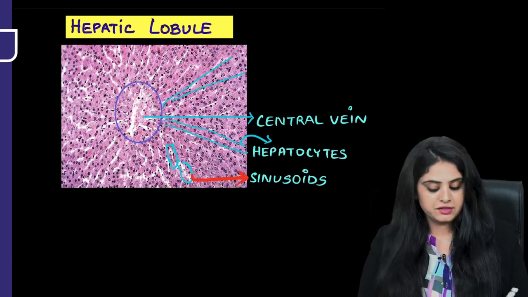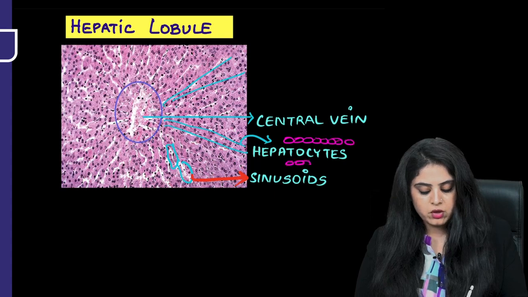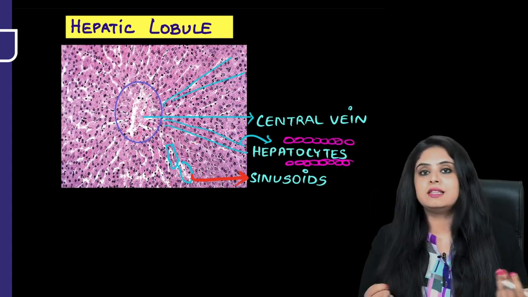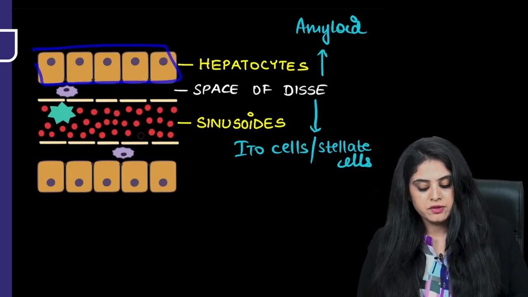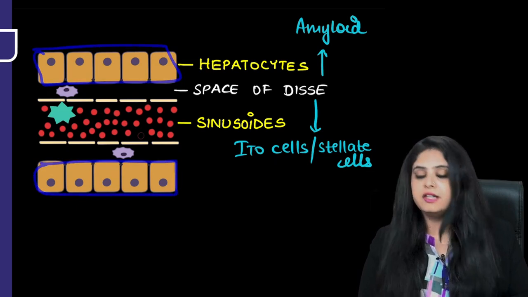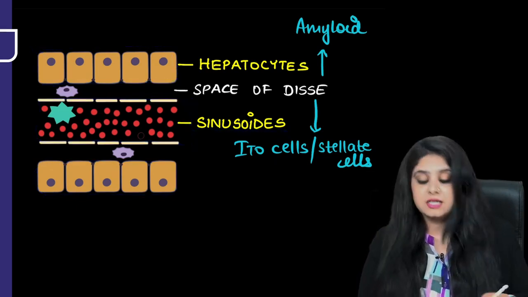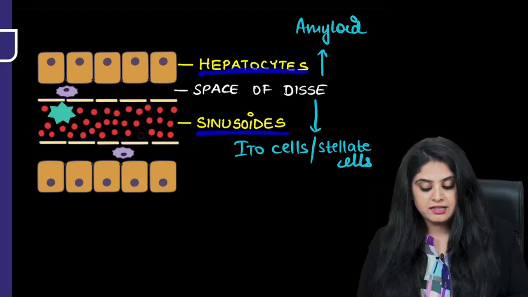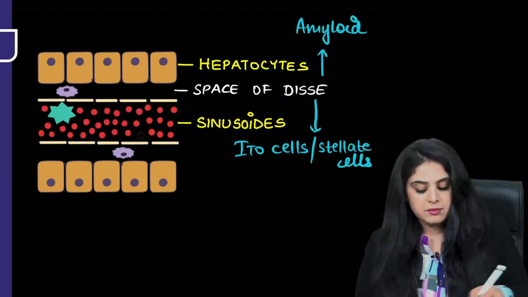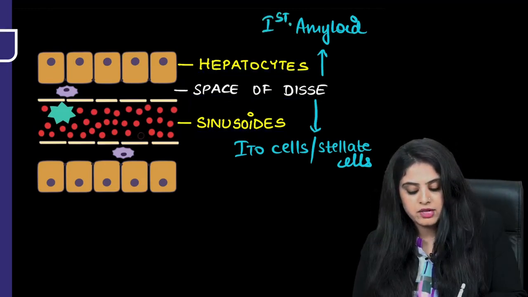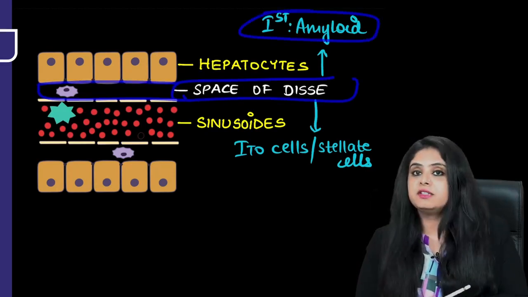That is the sinusoids. So we always say that there are cords of hepatocytes. There are going to be cords and cords of hepatocytes, and between them there are sinusoids. So if I show you a picture like this is one cord of hepatocyte, this is another cord of hepatocyte, and in between them I think everyone can visualize these are the sinusoids. But between the hepatocytes and the sinusoids, there is a space called the space of Disse. And why is it famous? Because the first place where amyloid deposits in the liver is the space of Disse. That is the first place where it deposits.